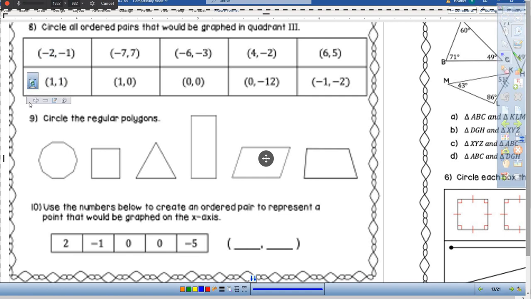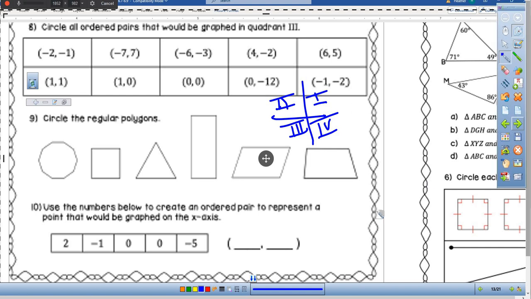It says circle all ordered pairs that would be graphed in quadrant 3. And this is also reviewed, and there's notes on here about it. But remember, we have quadrants, and this is 1, 2, 3, and 4. Also review. All right, move on.